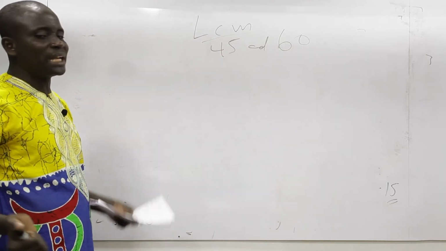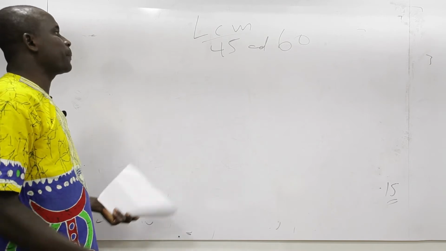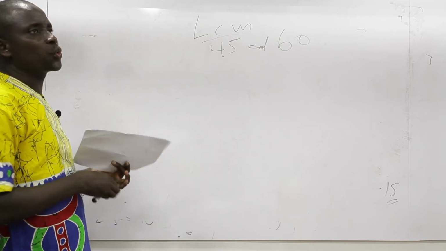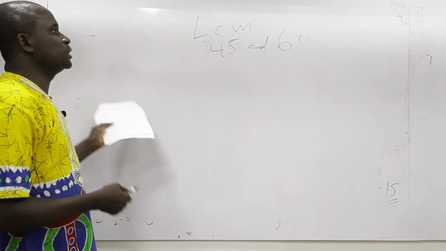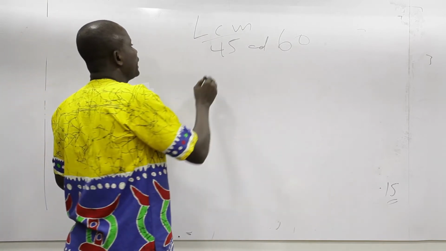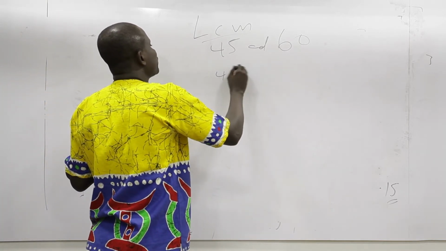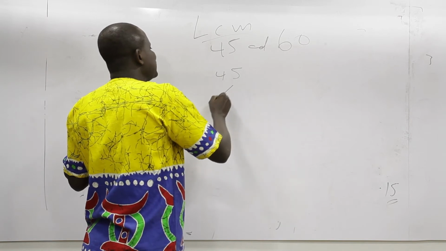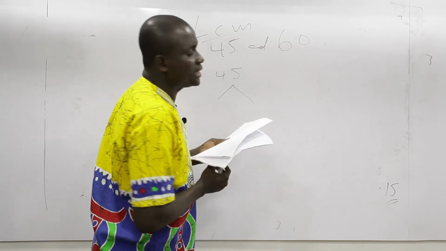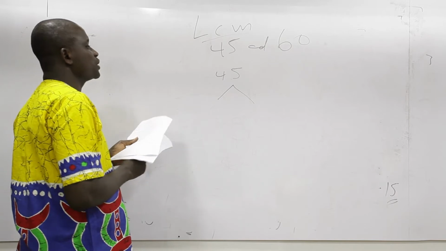It may be a difficulty for some people. But let's look at the way I'm going to go about it and follow it. I think you'll be very okay about it, okay? Now, first I pick my 45. I'm going to use what you call the tree diagram, or the factor tree.